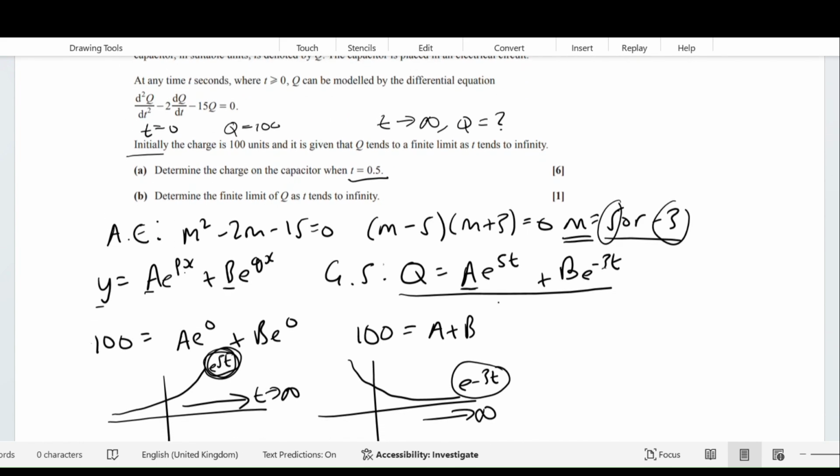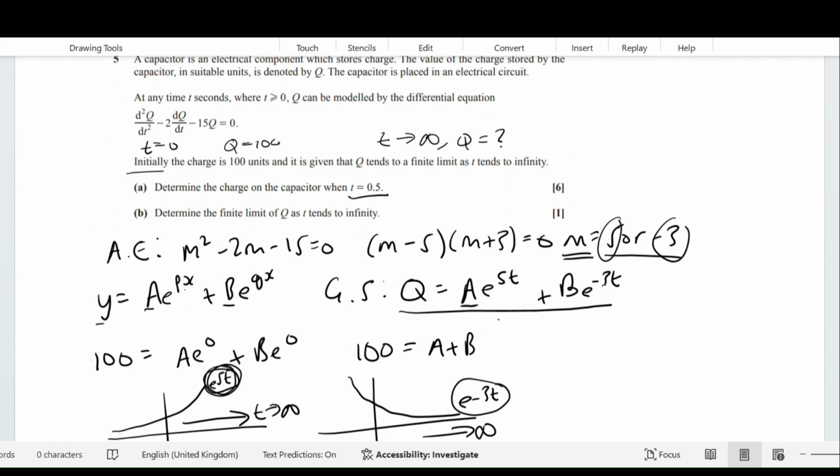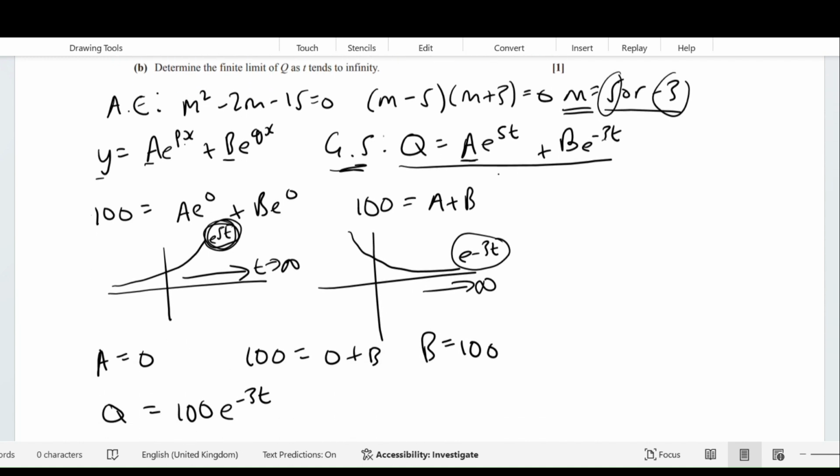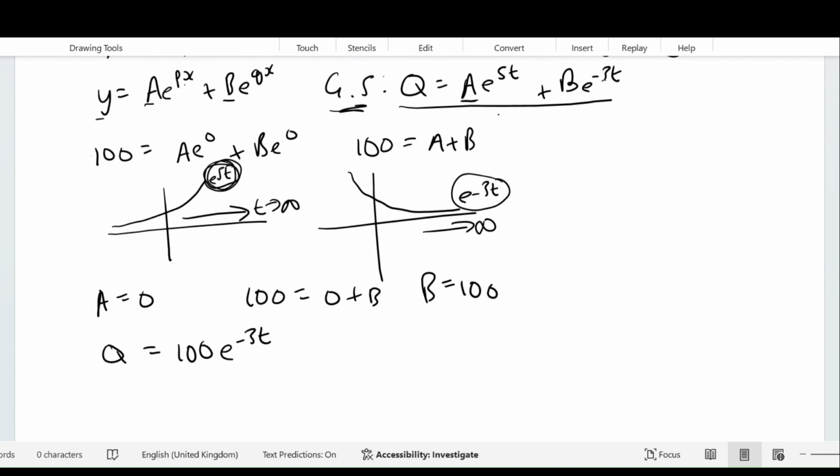Notice how I haven't done any particular integral in this final solution, or even in the general solution, because we have equal to 0 here. If we had equal to cos t, for example, or maybe e to the 3t on the right hand side after the equal sign, then I'd have to do a particular integral. But because it's equal to 0, there is no particular integral for this question, which makes it a lot easier.